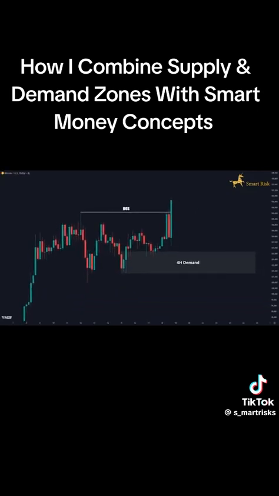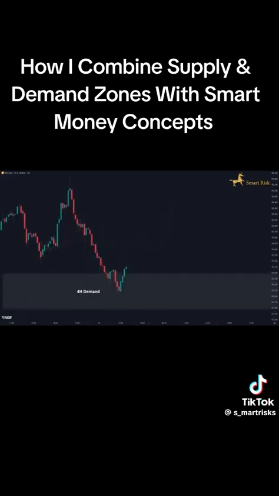This leaves us with a fresh, unmitigated demand zone. And this is exactly where we want to keep our eyes. It's an ideal area to look for long opportunities if price pulls back into it. Now let's play the chart forward to see what happens. As you can see, price taps into the zone and shows rejection. At this stage, I zoom into the lower time frame, in this case, the 15-minute chart, to closely track price action within the 4-hour demand zone, and look for any signs of reversal and refine a suitable entry point for a long trade.